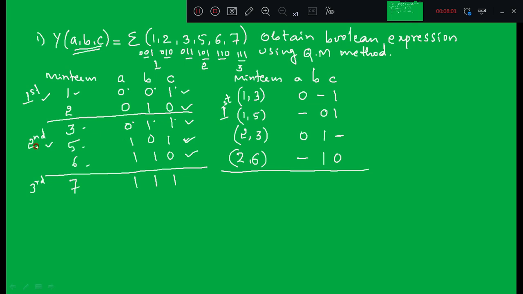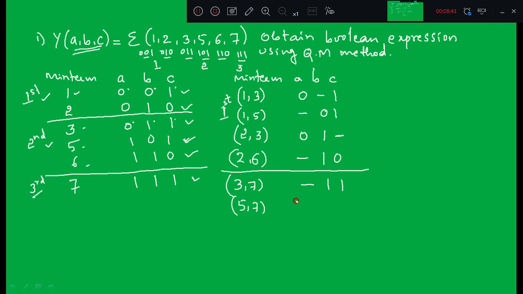Next, the second group and the third group are to be compared, right? The second has 3 minterms, the third has only 1 minterm. Let us compare those 3 minterms with the minterm 7, okay? 3 is compared with 7. Can I compare 3 and 7? Yes, because A is getting differed by 1, so 3, 7 can be compared: dash, 1, 1, correct. Next, 5 and 7 can be compared. You had already put the tick mark, no need to put the tick mark again, okay? Just check whether they can be compared or not.